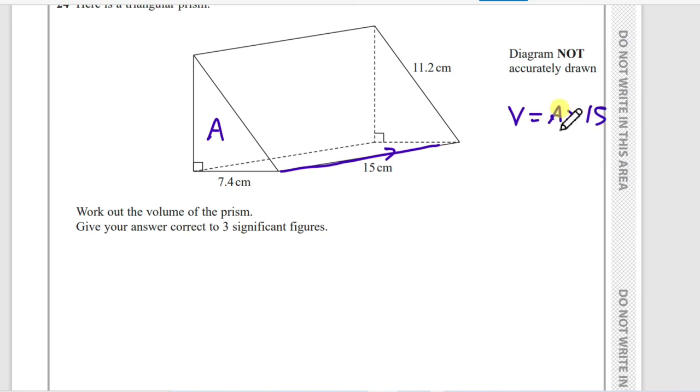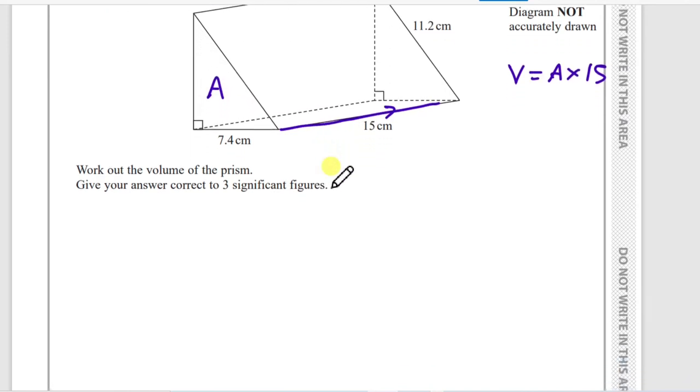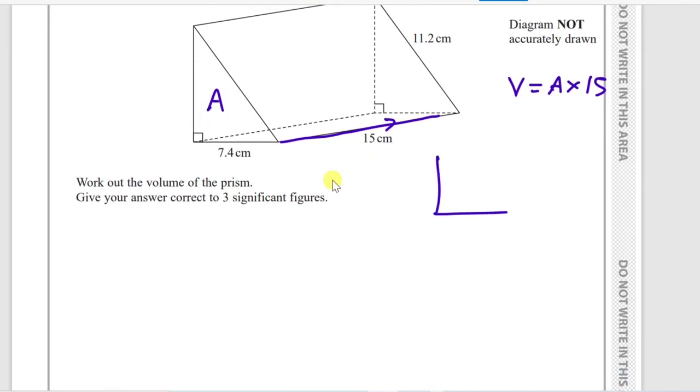Now, how do you work out the area of this triangular face? So let's just redraw the triangle here, the right angle triangle, yeah? We know it has a length of 7.4, and a diagonal length of 11.2, so we need the height, right? And guess what, guys? This shape is actually a right angle triangle, so you can use Pythagoras' theorem. And remember, Pythagoras' theorem is easy. It's just a squared plus b squared equals c squared, where c is the hypotenuse. A and B could be any of these two, but C would always be the diagonal 11.2. So this is our C.